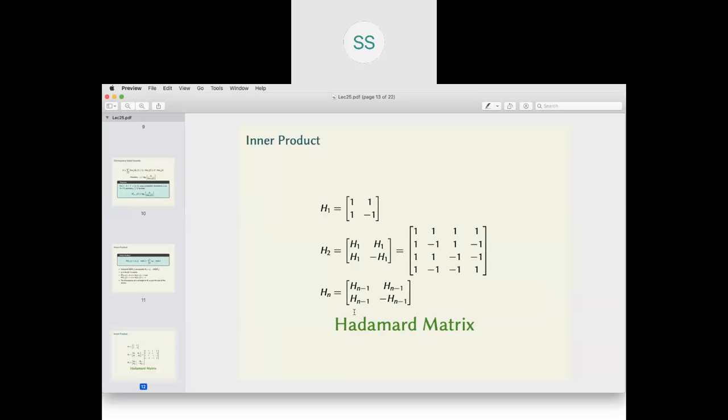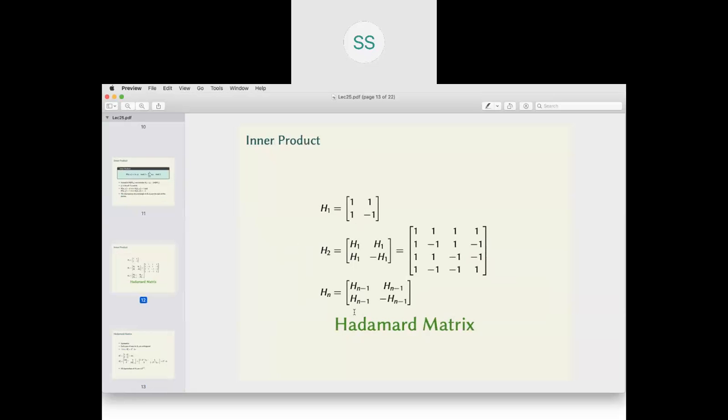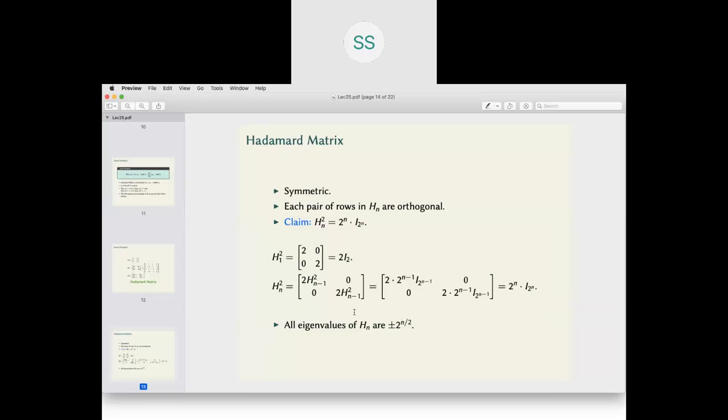So what are these properties? One is obviously that they are symmetric, which you can see. A very interesting property is that each pair of rows in Hn is orthogonal. You take any two distinct rows in Hn, and the inner product goes to 0.